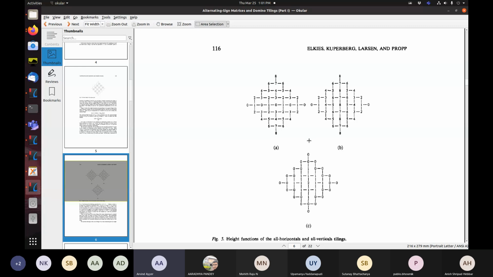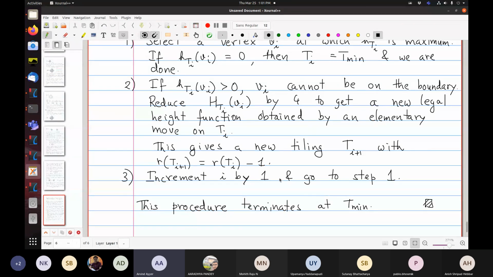I'll let you think about it. In the next class I'll ask you about some ideas for when you can reduce the height, to show that you can always find such a V, for which you obtain a legitimate tiling by reducing V.